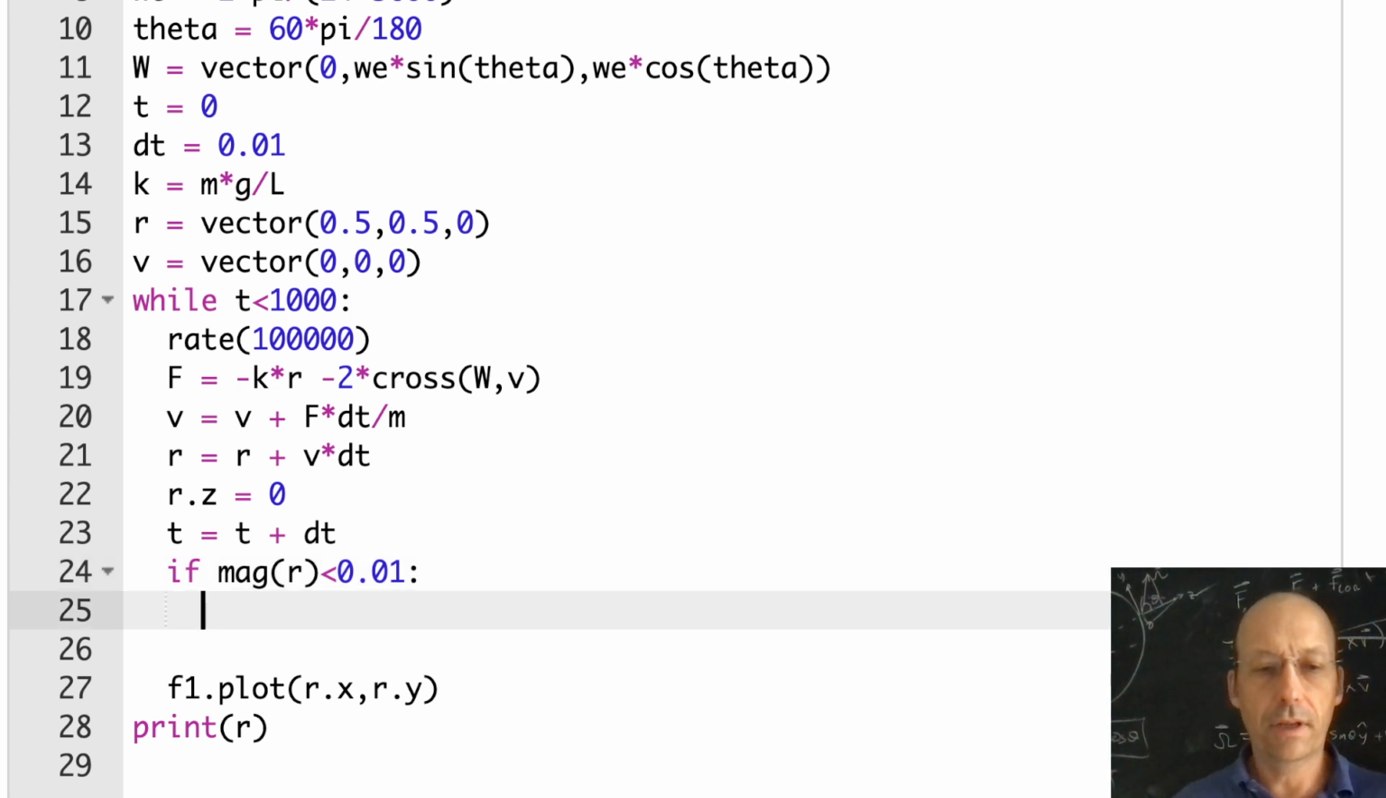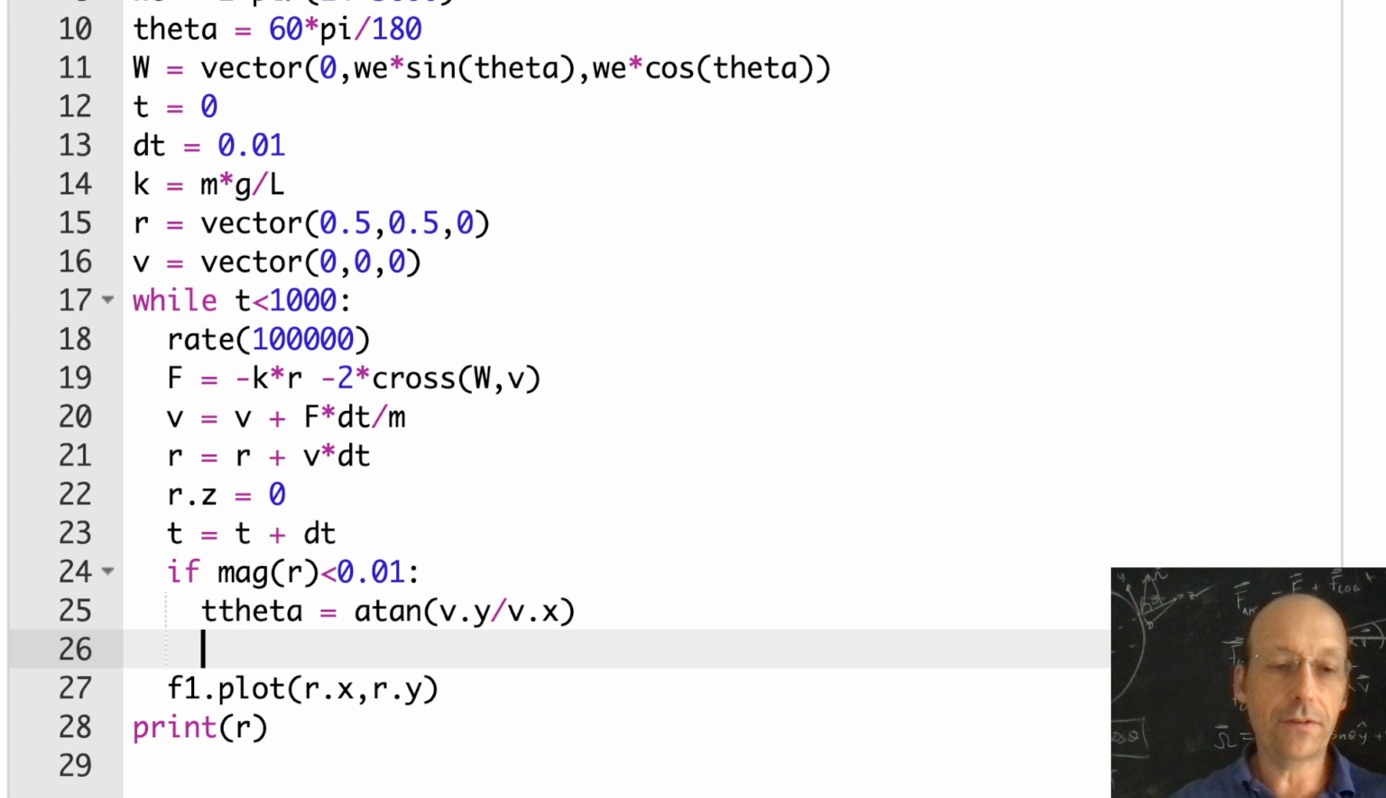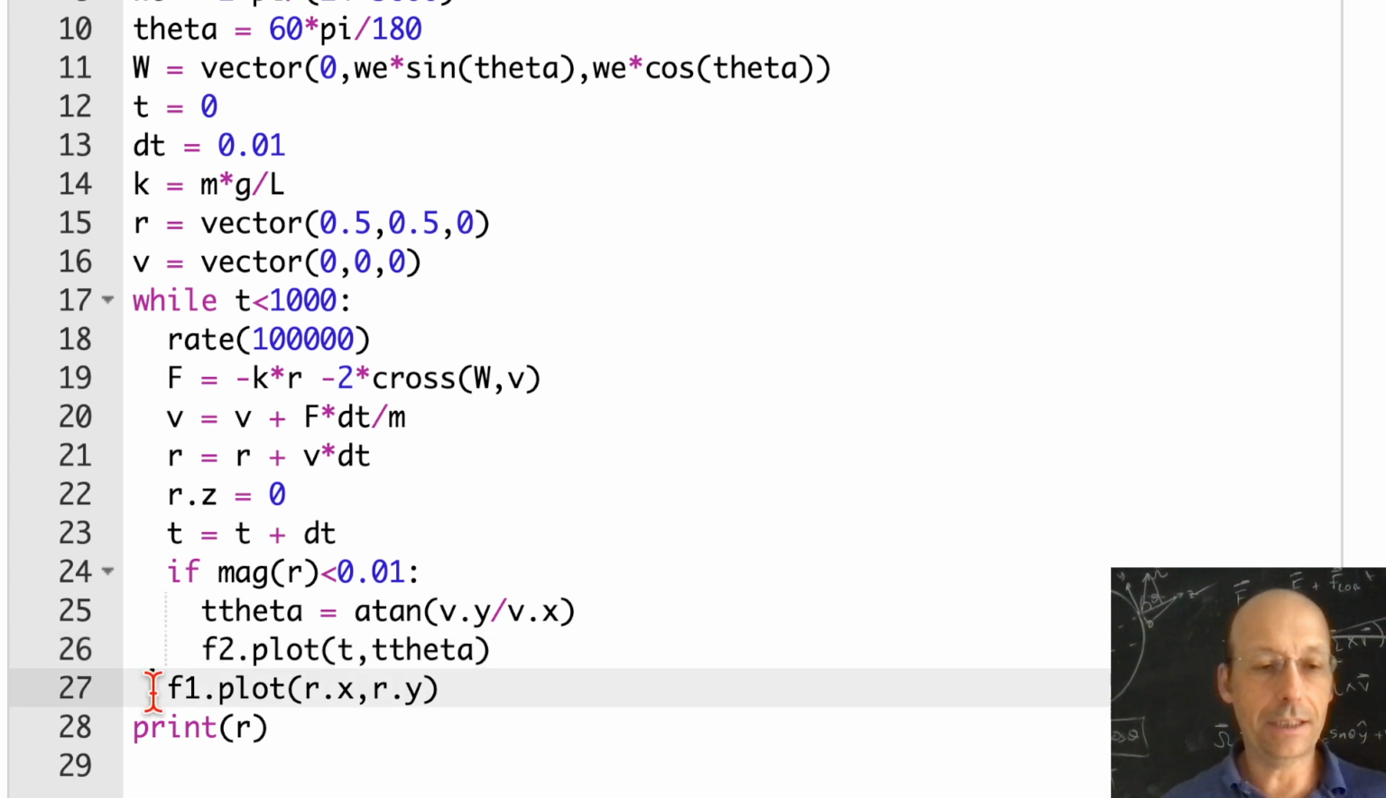Yeah, let's just try this. It's going to have an x component of velocity and a y component of velocity. So let's plot theta equals atan of the y component, v dot y divided by v dot x. And then I'm going to plot a point only if it's in that condition. So f2.plot theta, maybe. And let's not plot this other one, because I think that's just going to slow things down.